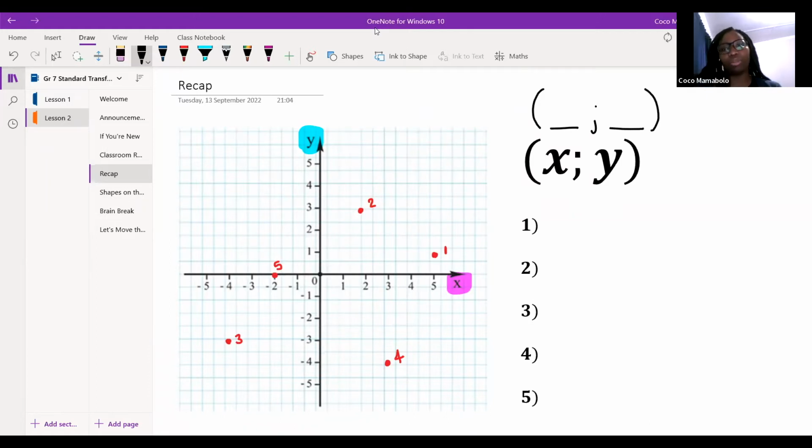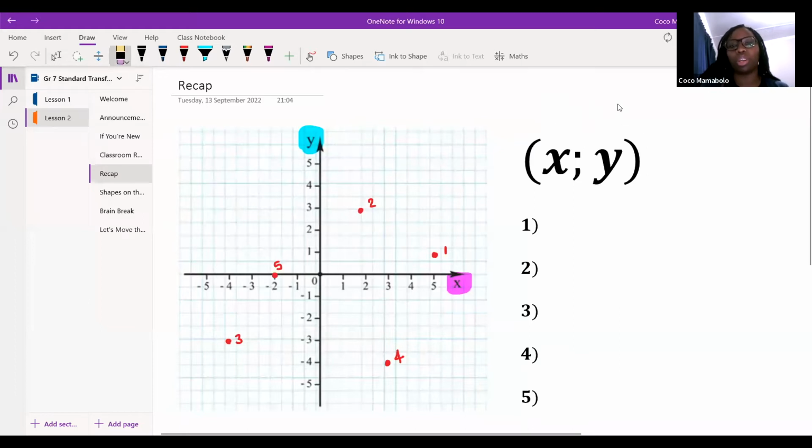Okay, excellent, Roland. Well done. Remember, this number doesn't necessarily have to be negative. It's just the X number. Okay, so we're going to do a quick recap of what we did, and we're going to be looking at number 1. Number 1 is right over here, if you guys can see it.